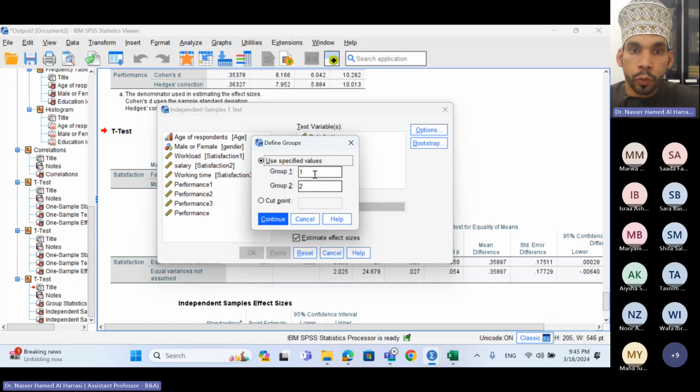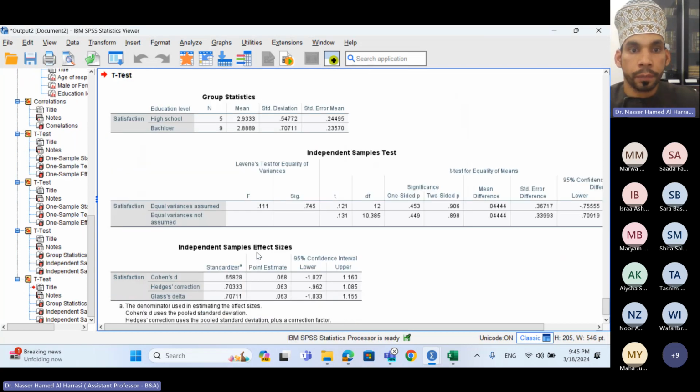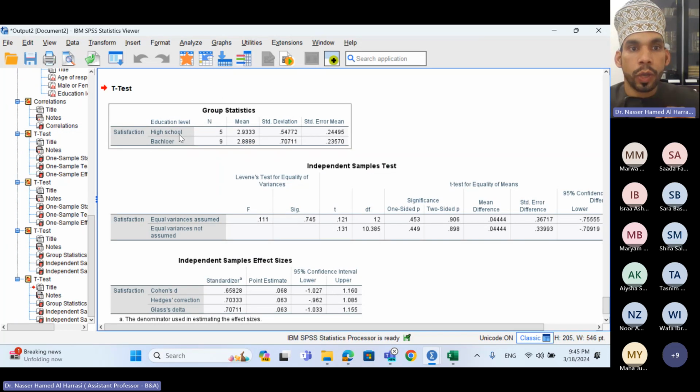So for example, between 1 and 2, I'm going to click continue, then OK. Immediately you see here, high school and bachelor degree. In the mean score, 2.9, here bachelor, 2.8. That means no difference. Almost they are having the same mean, 2.9 and 2.8. They are having low satisfaction. And then you have to repeat this test again with number 3, number 4, and number 5, and so on. Clear?